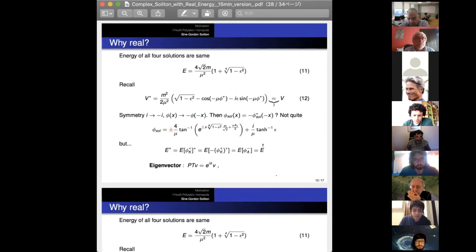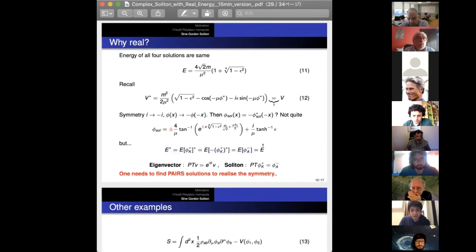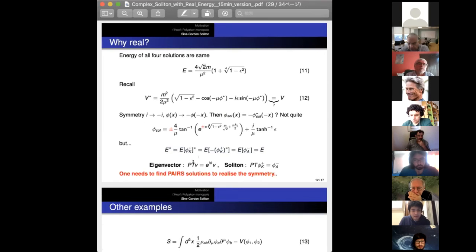So the main message of my talk is that in the eigenvalue problem, you required individual eigenvectors to be PT symmetric. In the soliton case, we found that we require pairs of solutions to be related by PT symmetry. So you can't just find one solution and be happy with it. You have to find the PT cousin of the solution. Okay, that's the end of my talk.